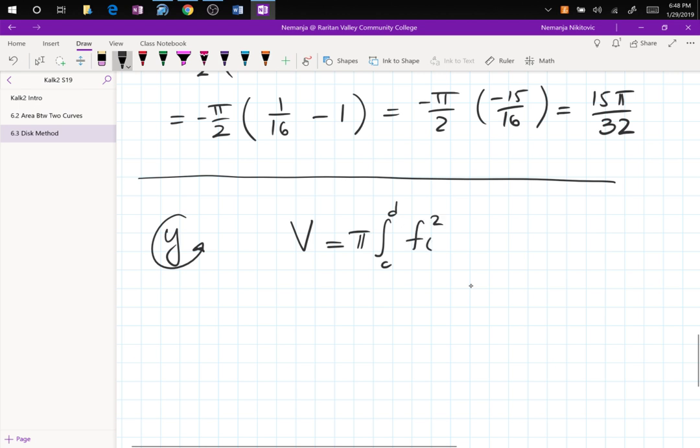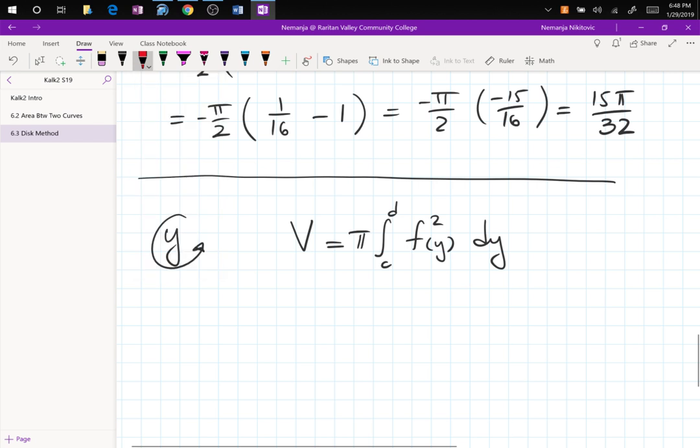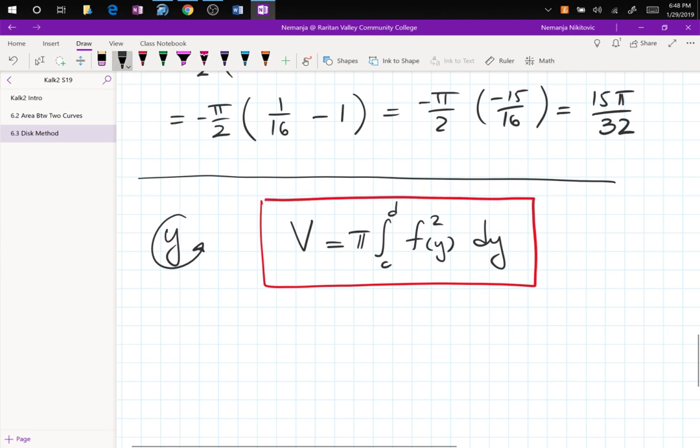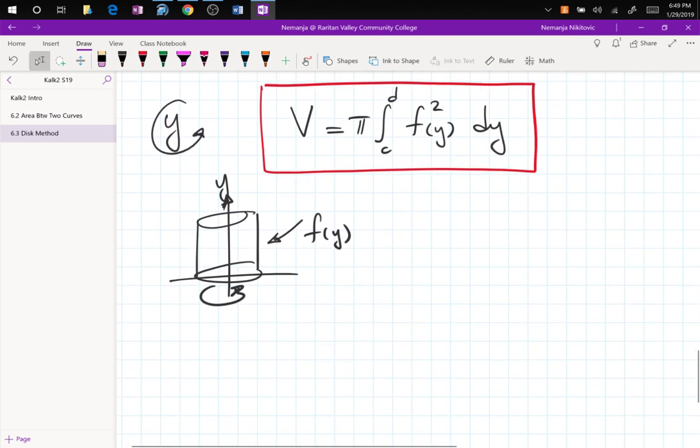So we have now f of y squared dy. So the function needs to be in terms of y. Our limits are c and d, which are y. Rotation is on y, so it's now y across the board. Our accompanying image over here would be something like this, with a rotation on the y-axis to create this stand-up cylinder, right? And this one over here is f of y. X equals f of y.